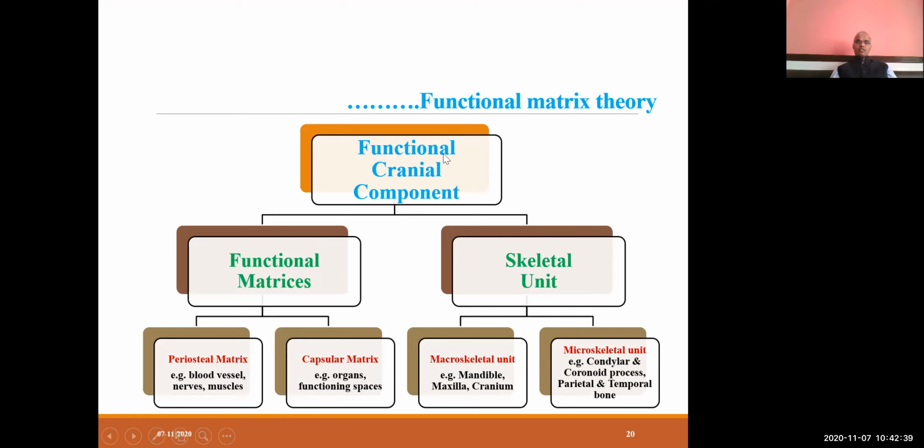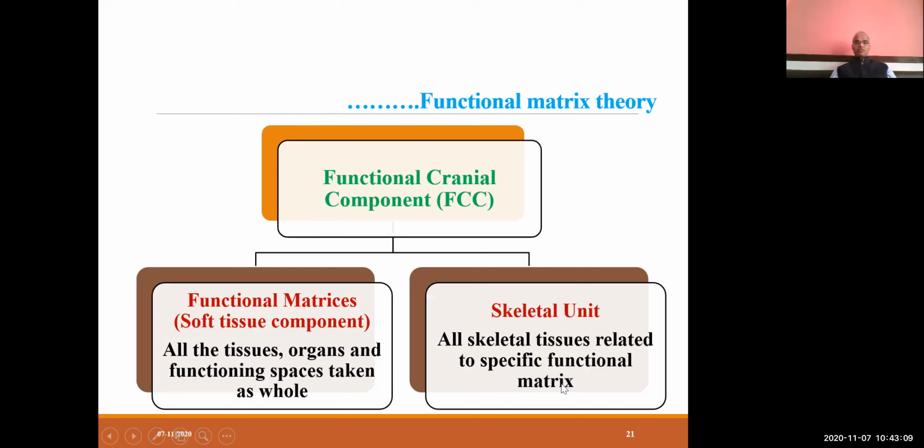So these are flowcharts of the functional matrix theory. The functional cranial component comprises functional matrices and skeletal units. Functional matrices include periosteal matrices, which comprise blood vessels, nerves, and muscles, and capsular matrices, which comprise organs and functional spaces. And the skeletal units are divided into macroskeletal units and microskeletal units. Macroskeletal units are like the mandible, maxilla, and cranium. Microskeletal units are like the condyle, coronoid process, parietal, and temporal bones.